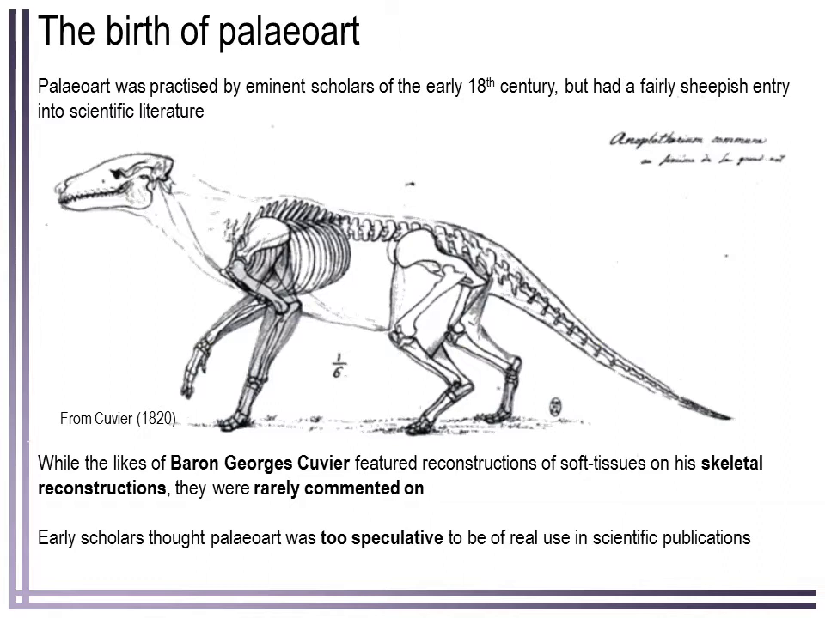This is an animal called Anoplotherium from the 1820s. And really, what Cuvier was doing was no different to what a lot of us do in the modern day, where we take the skeletons of these things, we try and figure out where the muscles go, and we use these skeletal reconstructions as a foundation for more sophisticated paleo artworks later on.